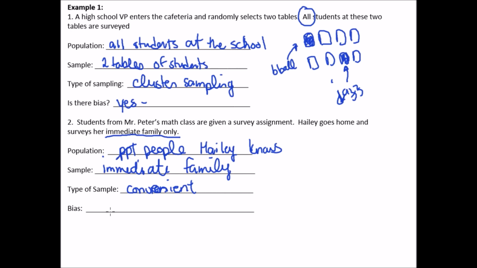Okay, and why is that bias? Bias because it's not representative of everybody that Haley knows. Okay, it's only one family. And usually what families do is they have the same opinions and the same foundation, the same attitudes and beliefs, so they may have the same opinion.